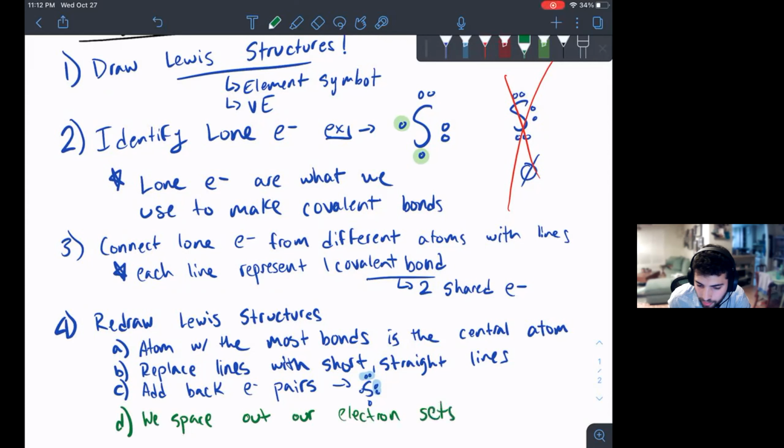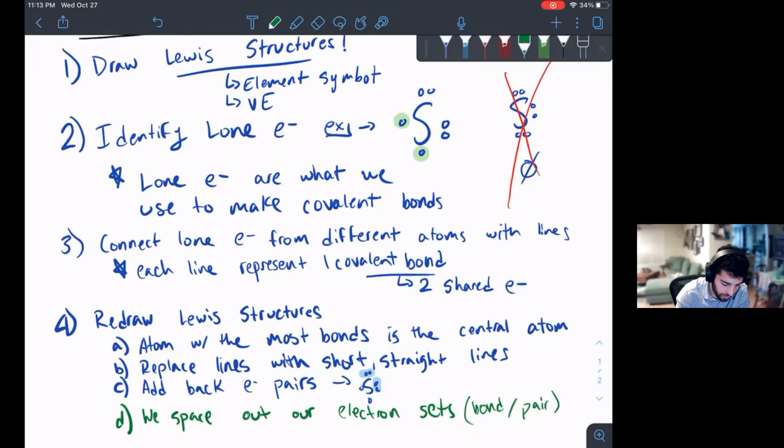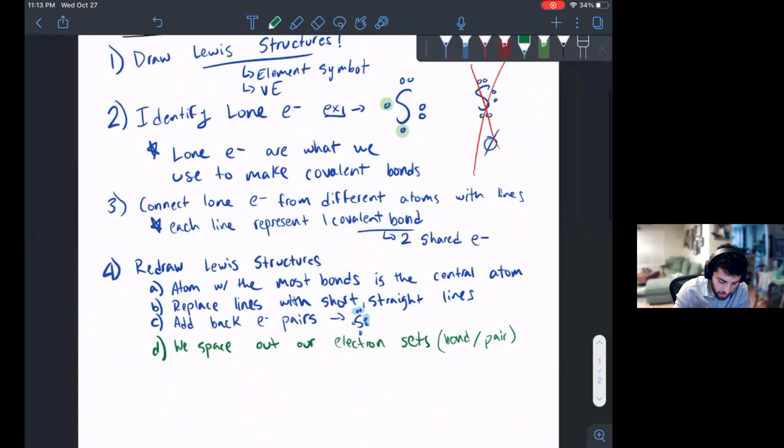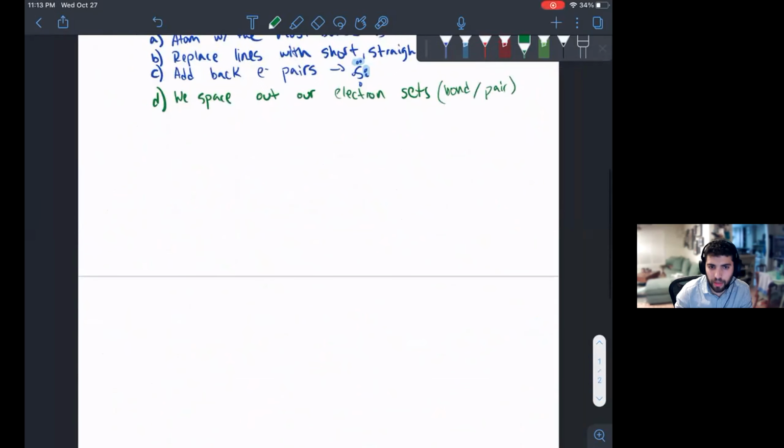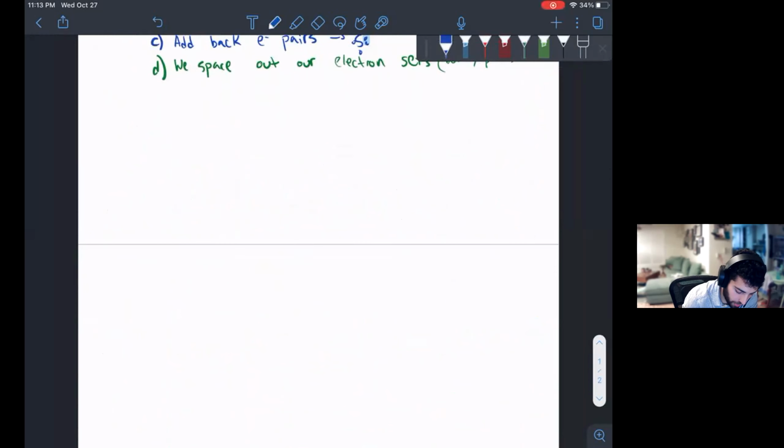And before you ask what's an electron set, that is going to be either a bond or a pair of electrons. So before we close out this video, we're going to do really 2 quick examples on how to actually utilize these steps. So I'm just going to move right over. If you needed that stuff, you can always pause the video.